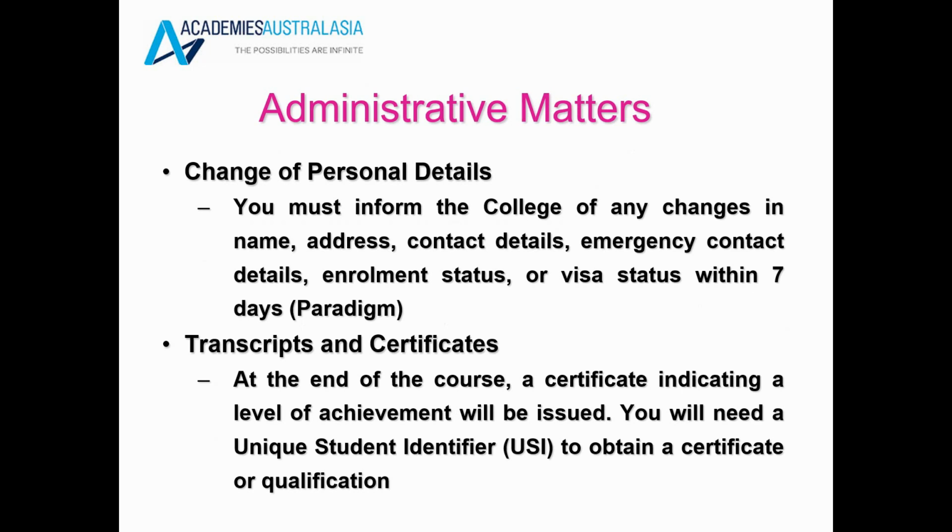Administrative matters. Change of personal details. You must inform the college of any change in name, address, contact details, emergency contact details, enrollment status or visa status within 7 days. Transcripts and certificates. At the end of the course, a certificate indicating a level of achievement will be issued. You will need a unique student identifier, also known as a USI, to obtain a certificate or qualification.